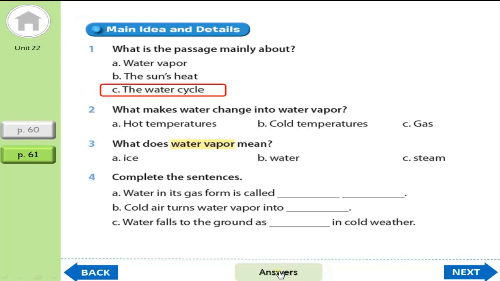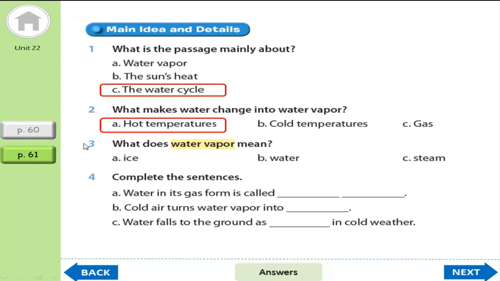Let's take the answer. Okay, so when the weather is hot, the water changes into water vapor. Yes, please remember, when the earth has a hot temperature, the water changes into water vapor or changes into steam.